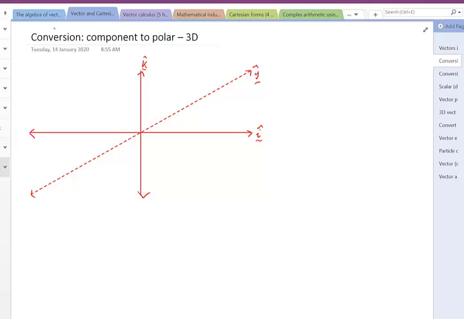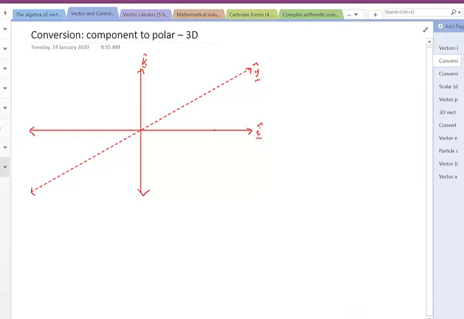In this lesson, we'll look at the conversion from component to polar in 3 dimensions. If we recall from the last lesson, in 3 dimensions, we have 3 direction vectors, i, j, and k. We have an x, a y, and a z distance. So if we draw that in, here's our x displacement in the i direction, our y displacement in the j direction, and what they do is create the base of our 3-dimensional vector.